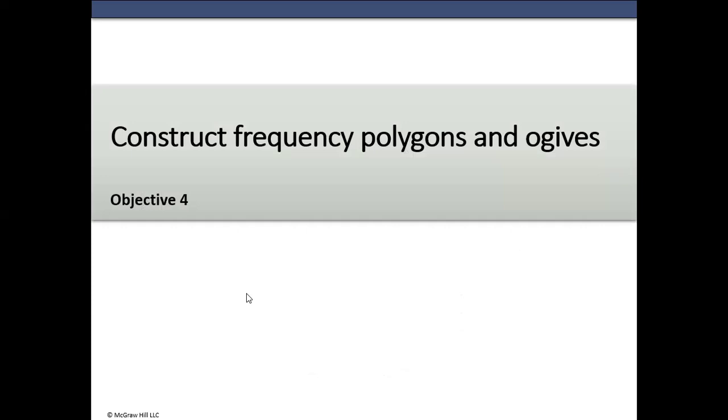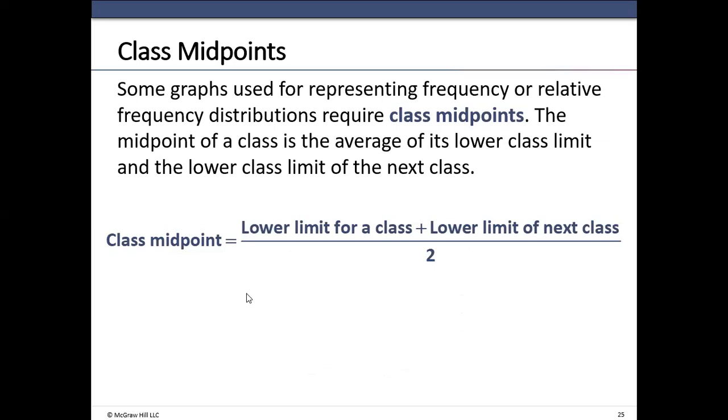Construct frequency polygons and ogives. Some graphs used for representing frequency or relative frequency distributions require the class midpoint. What is the midpoint of the class? It is the lower class limit of the first class plus the lower class limit of the second class. You add the lower class limits of two adjacent classes and divide by 2. This is the class midpoint.